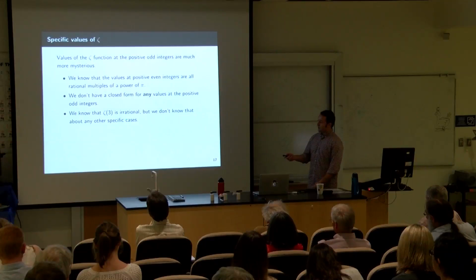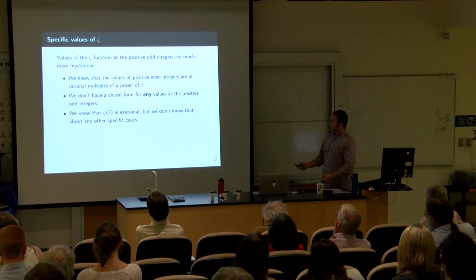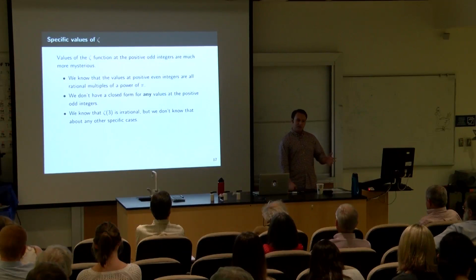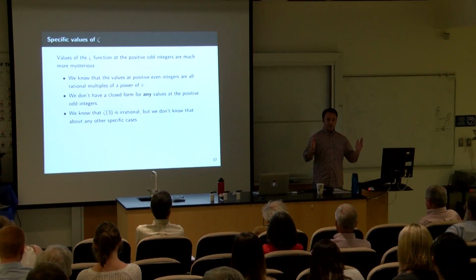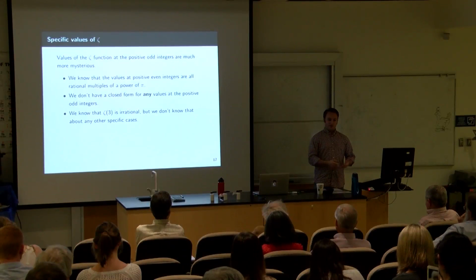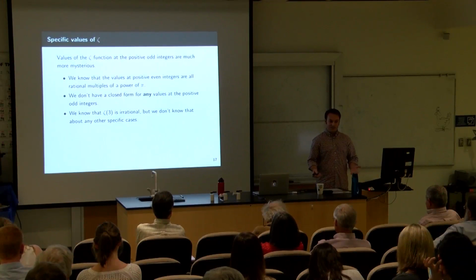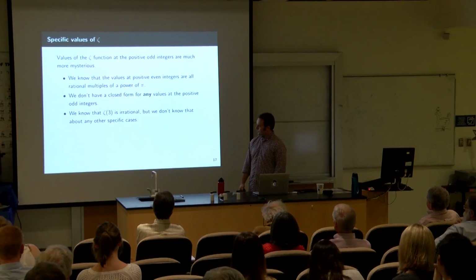And, big deal, we know that zeta of 3 is not a fraction, but that's it. We don't know any other specific cases. There are some weird theorems out there where you can say, here's this set of numbers, at least one of them is irrational, or infinitely many of these are irrational, but we can't tell you a single concrete example. Zeta of 3 is the one that we know.